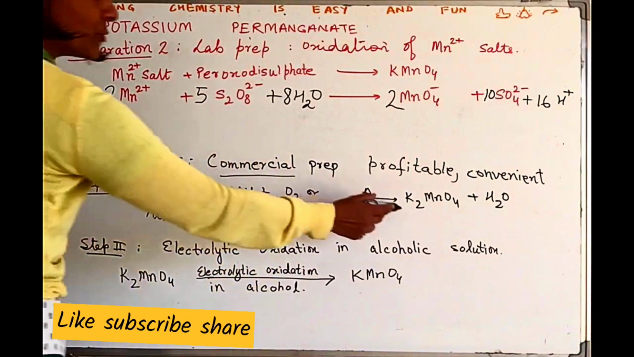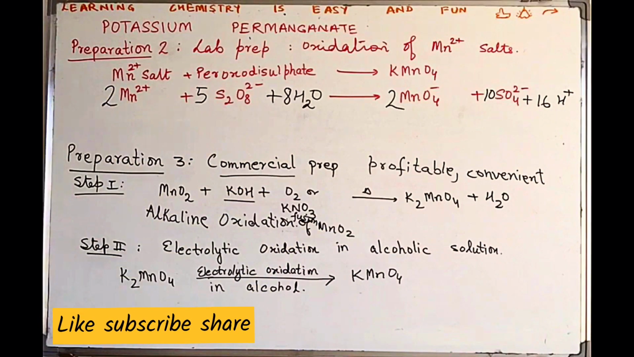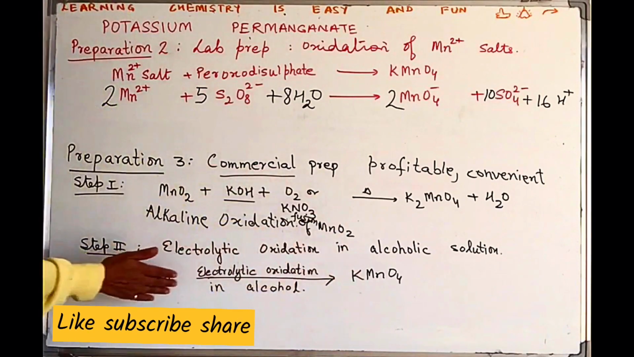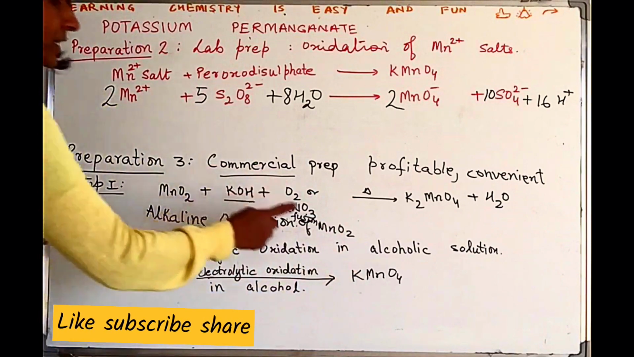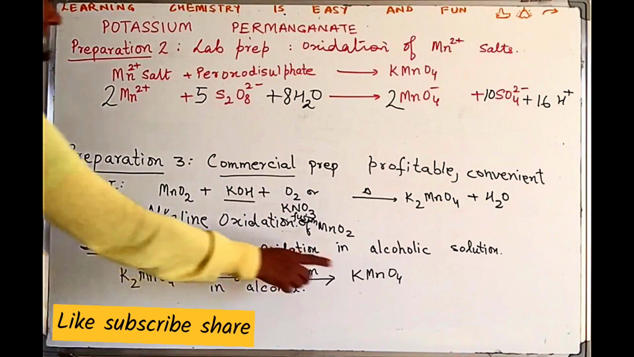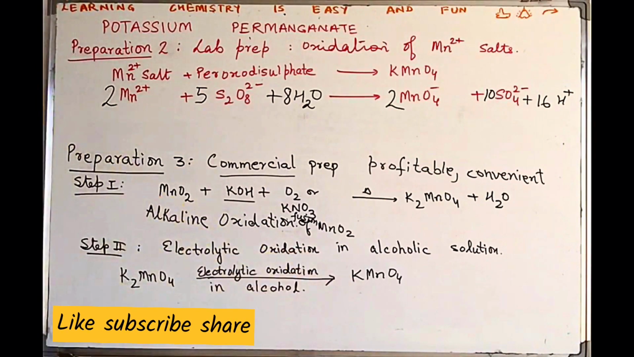Once you've got K2MnO4, now earlier what did we use? We used an acidic medium to bring about disproportionation. Now considering the efficacy of the process, we carry out electrolytic oxidation in an alcoholic solution in order to convert potassium manganate to potassium permanganate. Have you written down these equations?